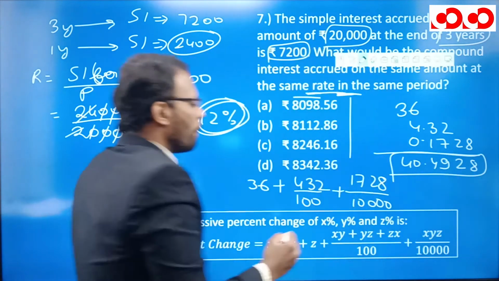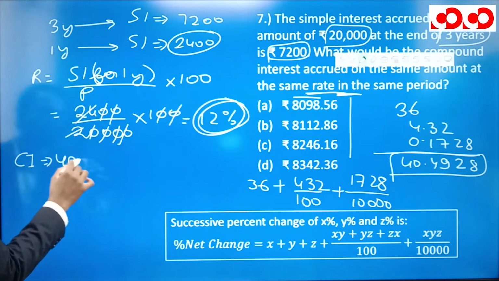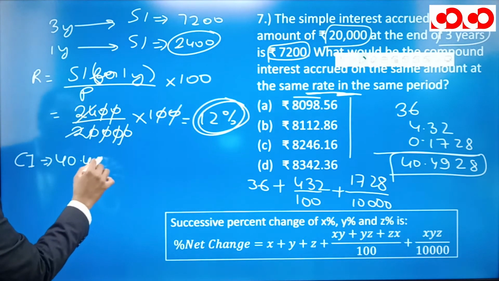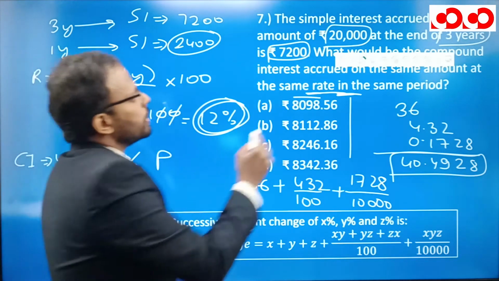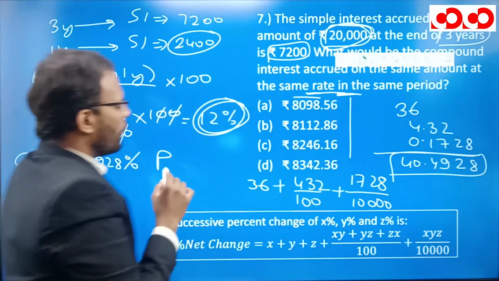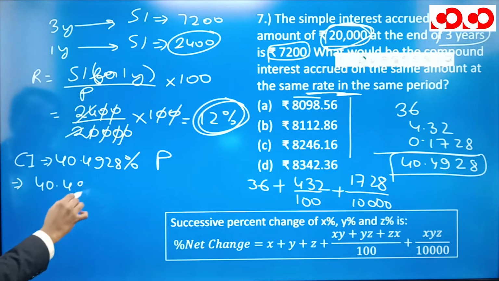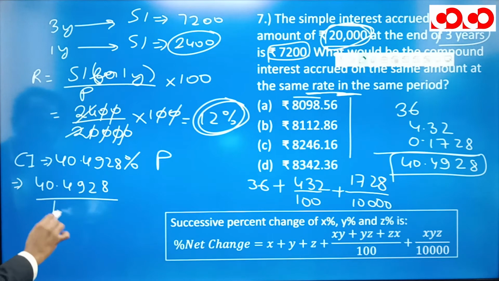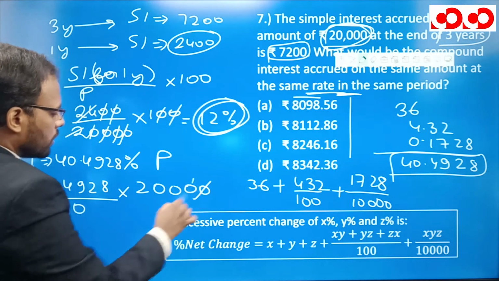So my compound interest is how much? 40.4928 percent of the principal, which is how much? This value. So I have to find out 40.4928 divided by 100 into 20,000. So is it easy or not?